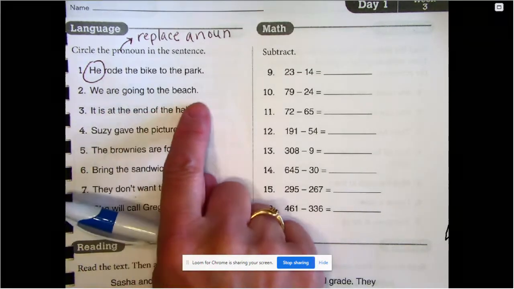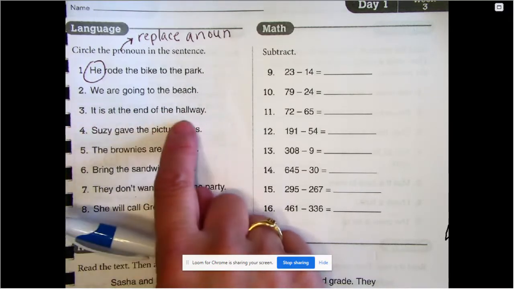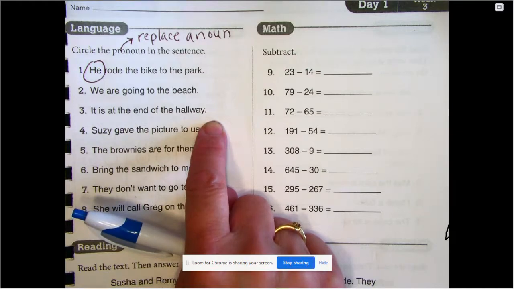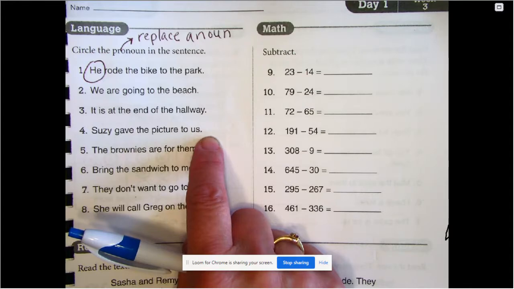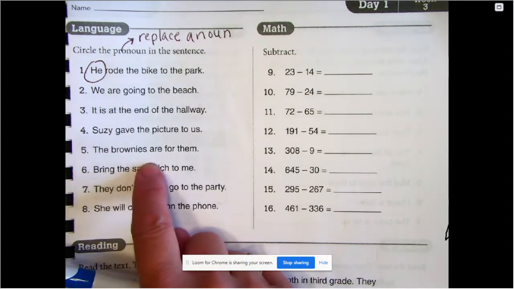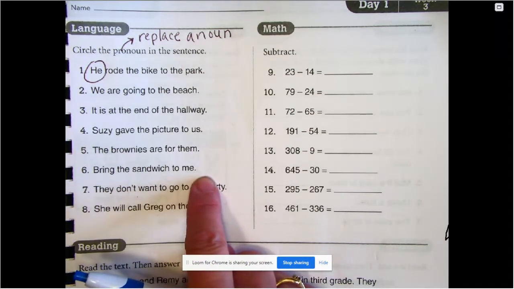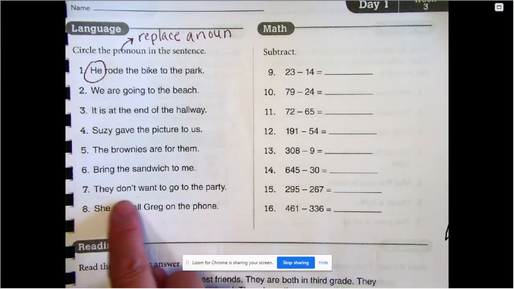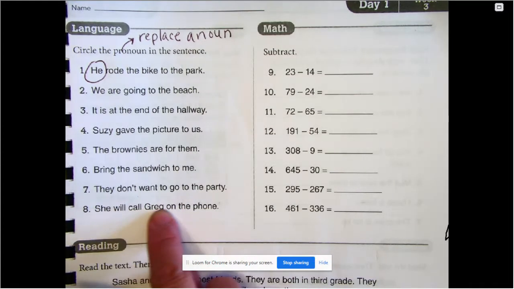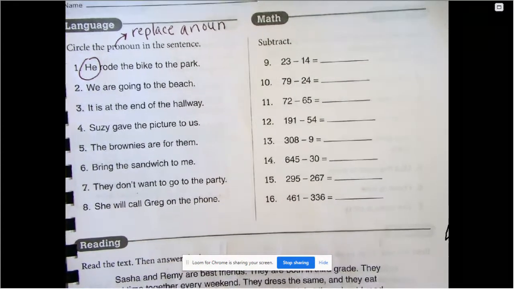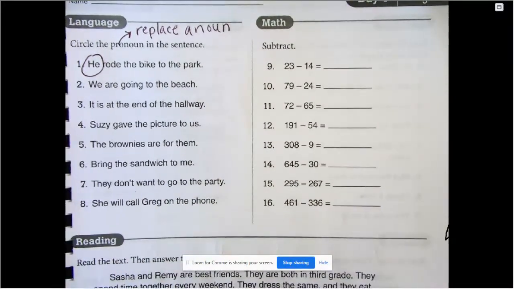We are going to the beach. It is at the end of the hallway. Susie gave the picture to us. The brownies are for them. Bring the sandwich to me. They don't want to go to the party. She will call Greg on the phone. So you can always pause. If you want to go back and listen to me read those, you can do that.